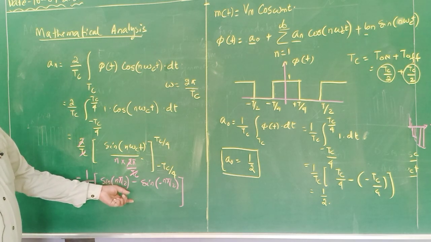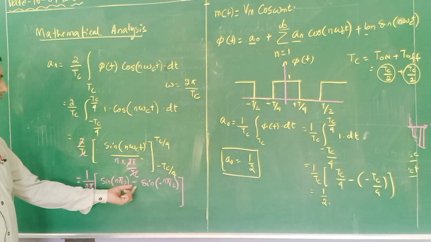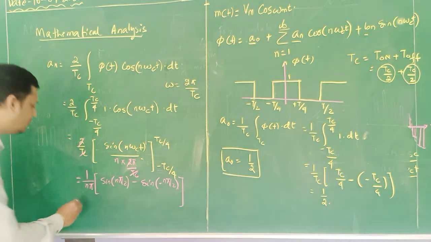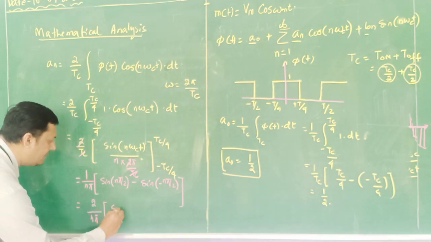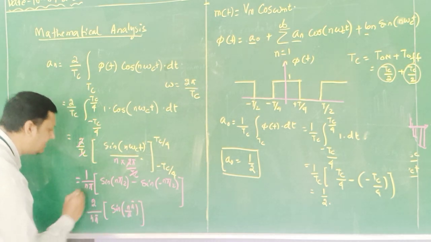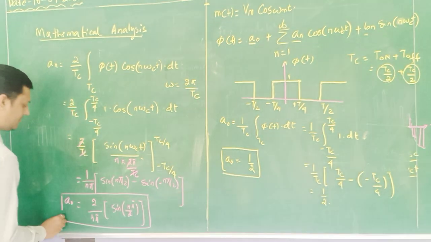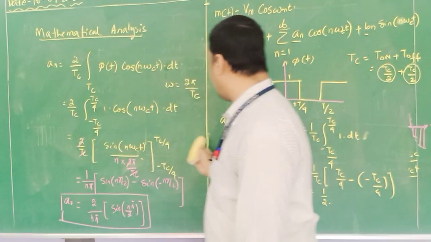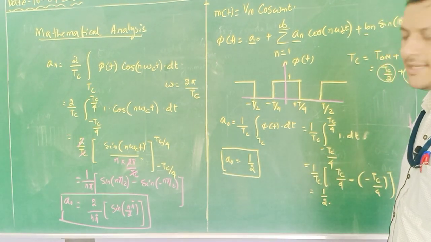And sin of minus theta is equal to minus sin theta. So this minus will come outside, it will be added, so it will become 2 sin n pi by 2, divided by n pi. So this is the relation we are getting for An. A naught we have already identified, it is a half. An is equal to 2 by n pi sin of n pi by 2.